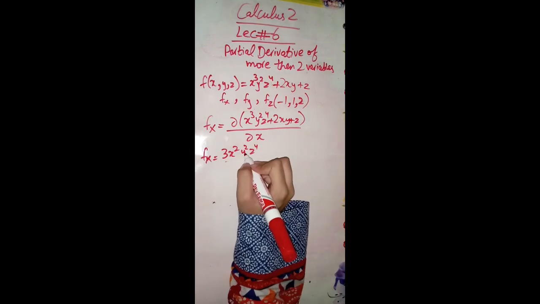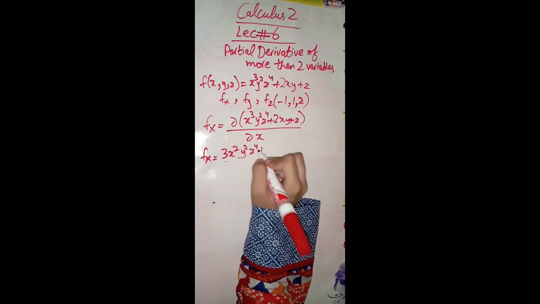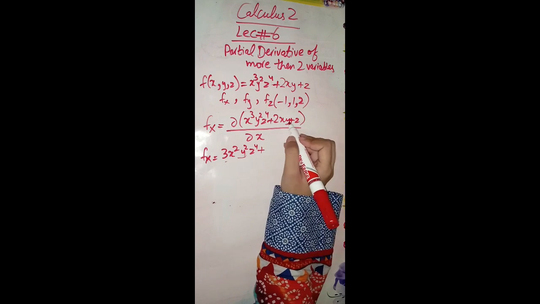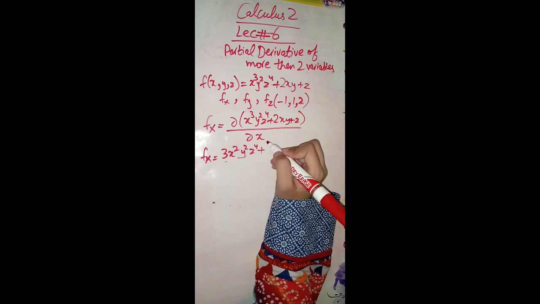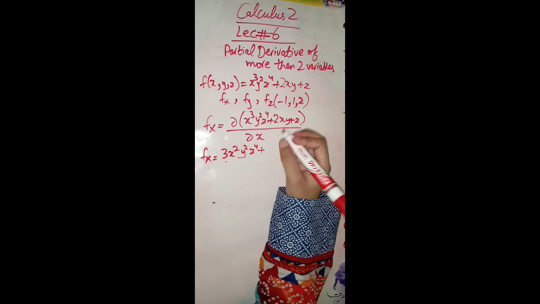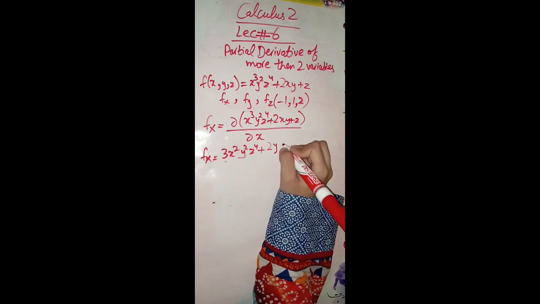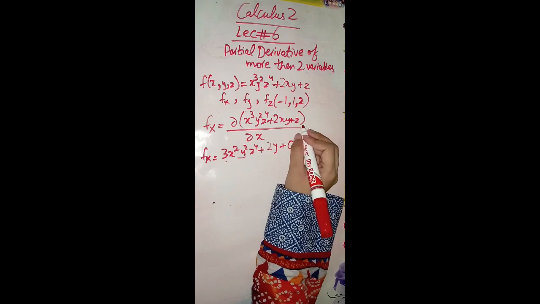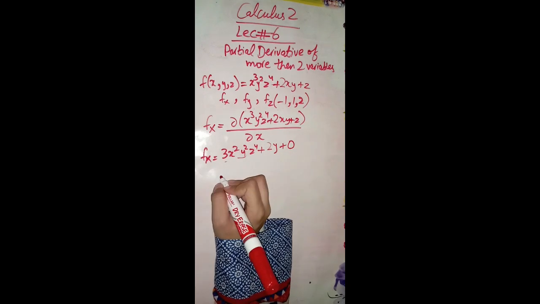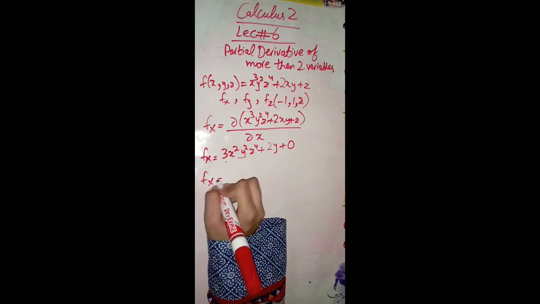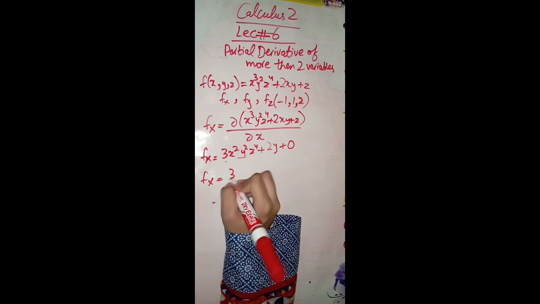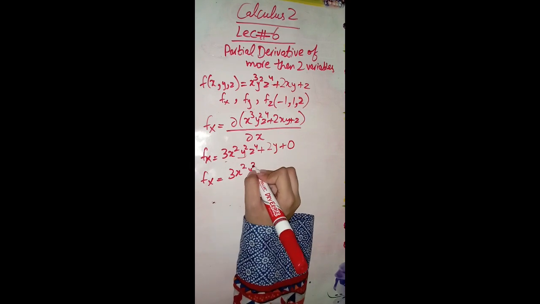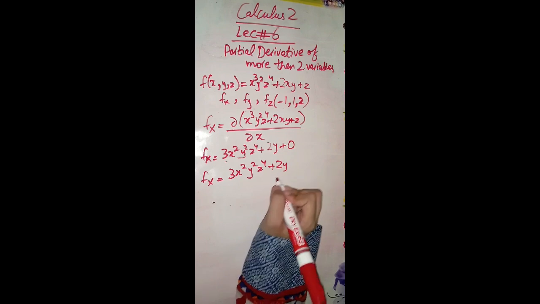So we have 3x square y square z^4 plus, as I told you, 2 and y will be constant, so they stay outside the derivative. Partial of x by partial of x will be 1. So 2y plus z, and partial of z by partial of x will be 0. The derivative of a constant is 0. So fx is equal to 3x square y square z^4 plus 2y.